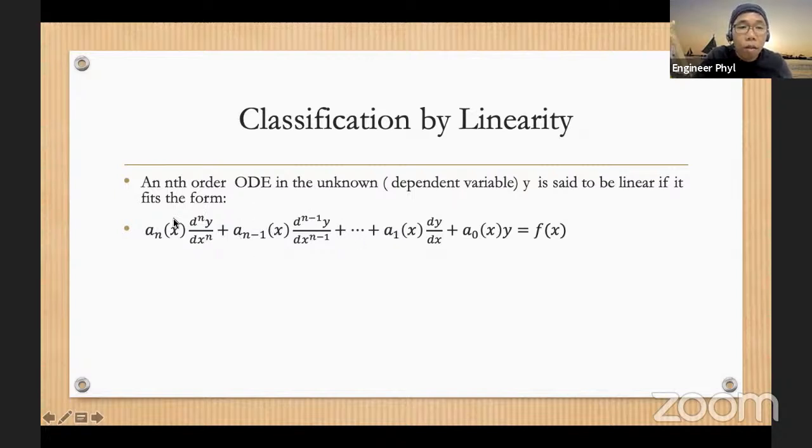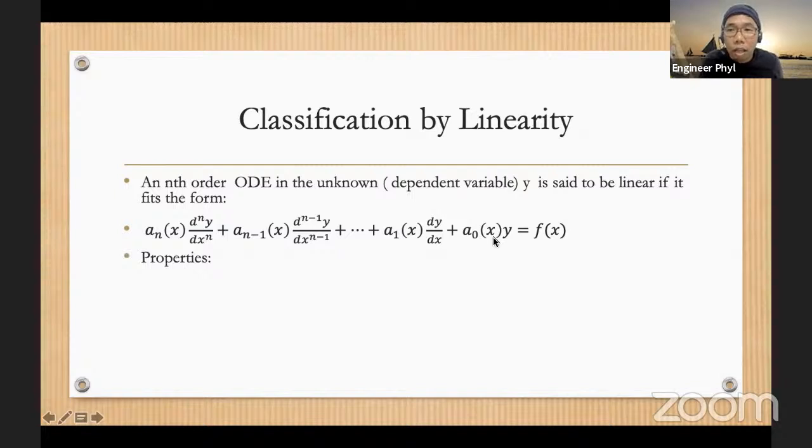As you can see, we have coefficients in each term: a sub n of x, a sub n minus 1 of x, the ellipsis, a sub 1 of x, a sub 0. These a's here are functions of x. On the right side of the equation, we have f of x, a purely function of x. And take a look at the derivatives in each term, including the unknown function: the nth derivative of y with respect to x, the n minus 1th derivative of y with respect to x, the first derivative, and y as the unknown function.